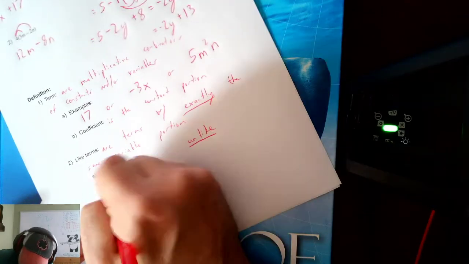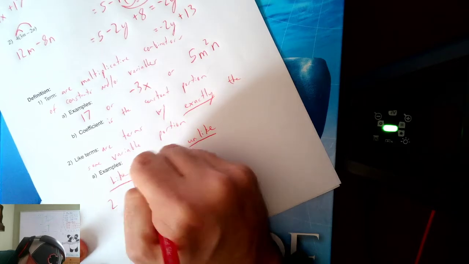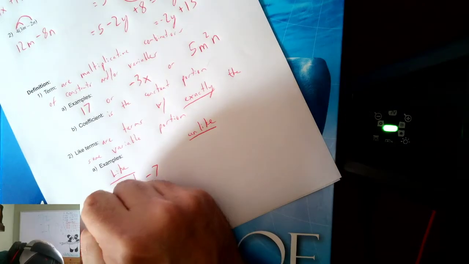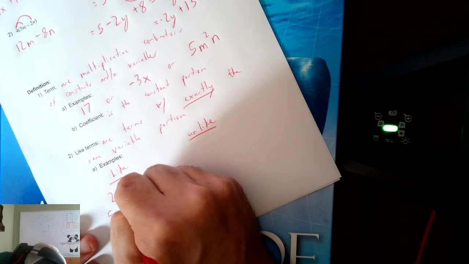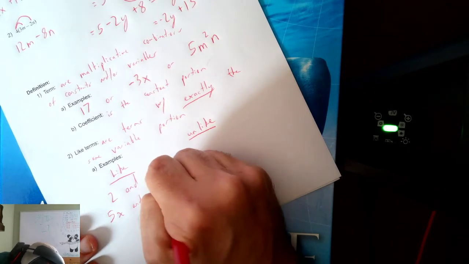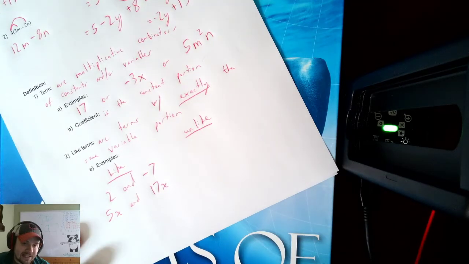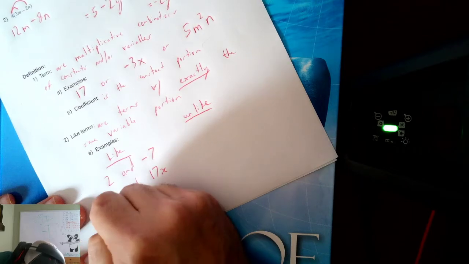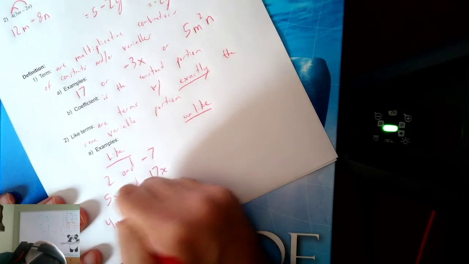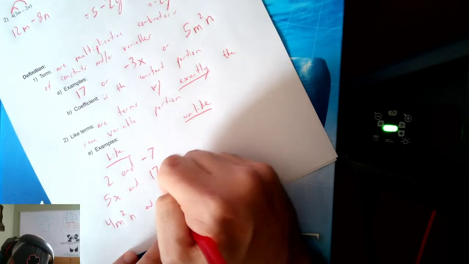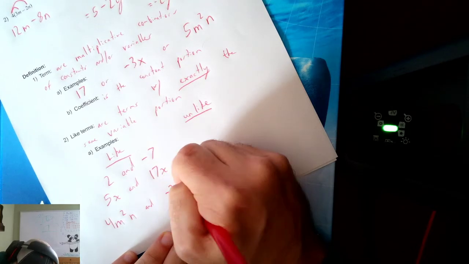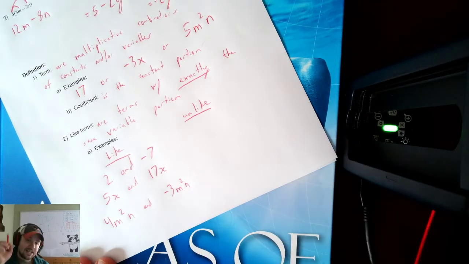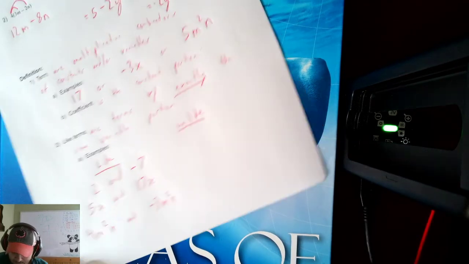Examples of two like terms: 2 and negative 7. They have no variables, so they're like. Maybe I have 5x and 17x. They both have x on them. They're like. Maybe I have 4m squared n and negative 3m squared n. The m squared n part is exactly the same. The variable part is exactly the same.